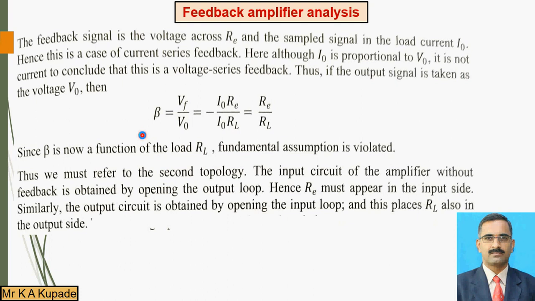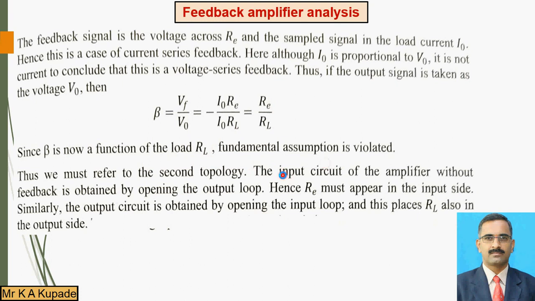Here, although I naught is proportional to V naught, it is not correct to conclude that this is voltage series feedback. Thus, if the output signal is taken as the voltage V naught, then beta is equal to Vf upon V naught, that is equal to minus I naught RE upon I naught RL, that is equal to RE upon RL. So beta is RE upon RL. Since beta is now a function of the load resistance, the fundamental assumption is violated.